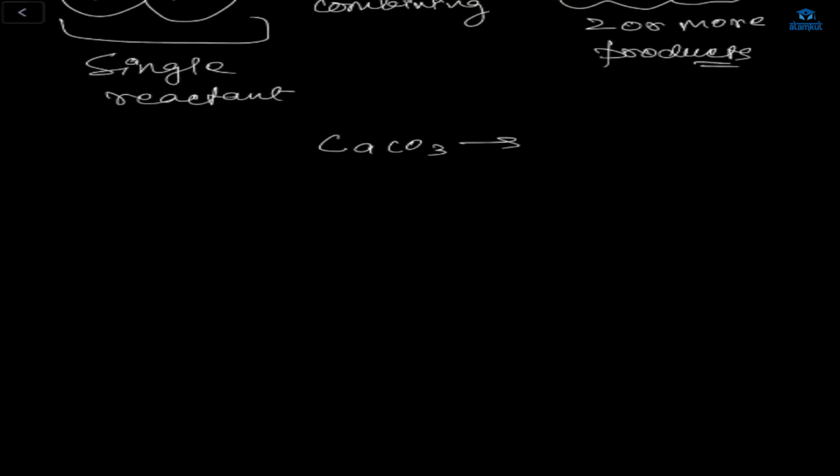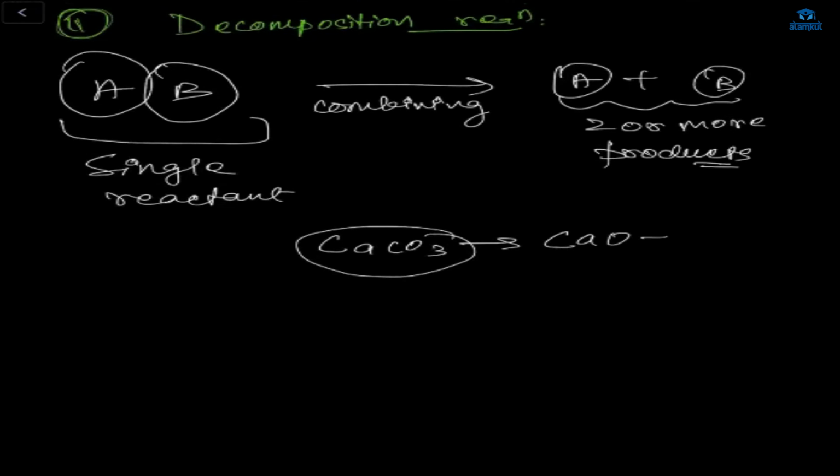Let me take this example. CaCO3. This is my single reactant. The whole CaCO3, calcium carbonate, breaks to form CaO plus CO2, that is calcium oxide and carbon dioxide. Can any one of you tell me what will be the symbol on this equation? What are we doing here? We are heating. So which symbol will we use? A triangle, the Delta one. So if we heat CaCO3, we get CaO and CO2. This is a decomposition reaction, meaning a single reactant forming two or more products.